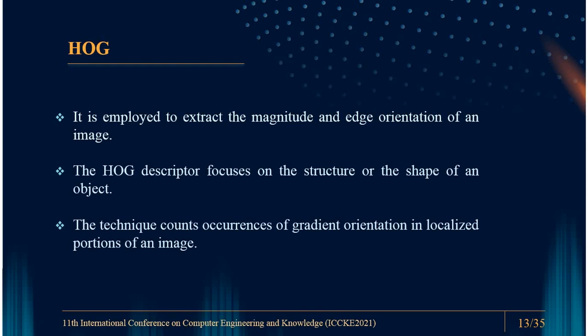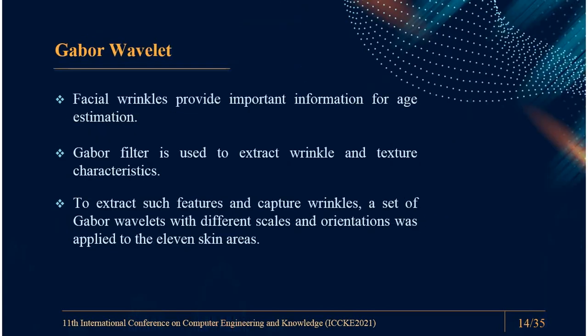The next feature is HOG. It is employed to extract the magnitude and the orientation of an image. The HOG descriptor focuses on the structure or the shape of an object, and the technique counts occurrences of gradient orientation in localized portions of an image.